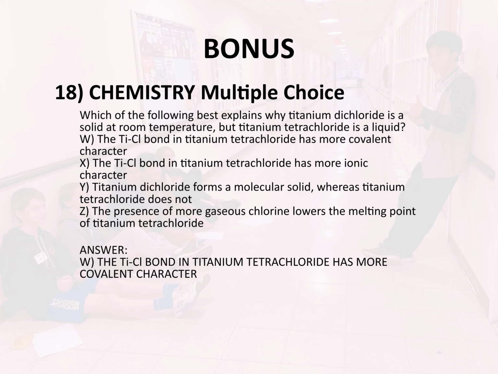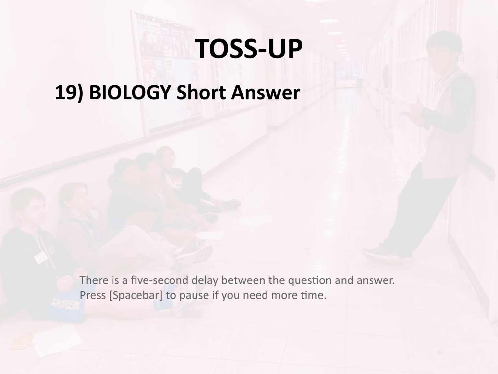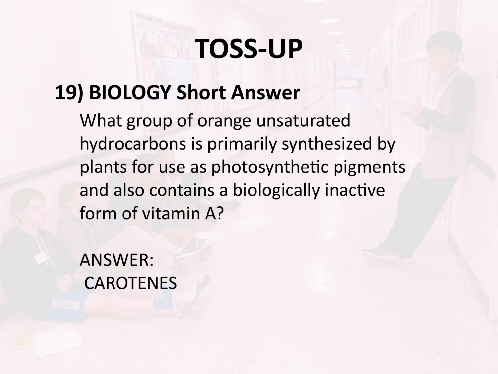Answer. W. The Ti-Cl bond in titanium tetrachloride has more covalent character. Toss-up 19. Biology. Short answer. What group of orange unsaturated hydrocarbons is primarily synthesized by plants for use as photosynthetic pigments and also contains a biologically inactive form of vitamin A? Answer: carotenes.